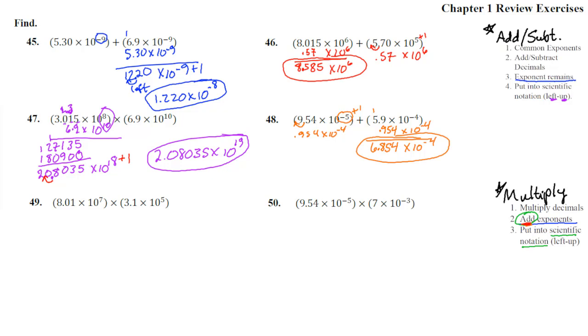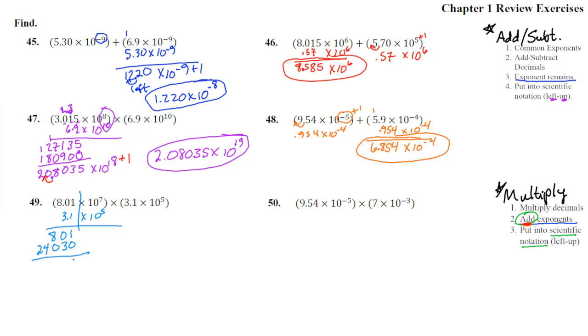Number 49. 8.01 times 10 to the 7th times 3.1 times 10 to the 5th. We do not need common exponents. We'll just put this 3.1 times 10 to the 5th right down below it. Now we're going to multiply these guys right here. 1 times 1 is 1. 1 times 0 is 0. 1 times 8 is 8. Now put a 0 down there. 3 times 1 is 3. 3 times 0 is 0. 3 times 8 is 24.